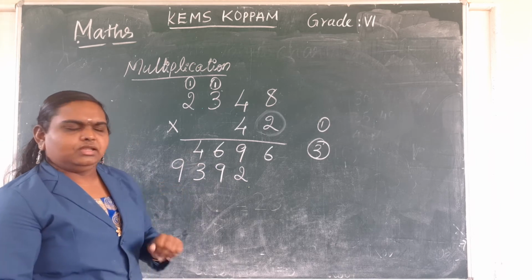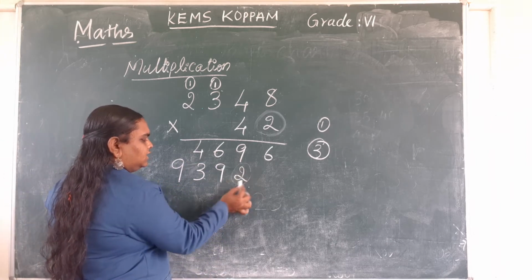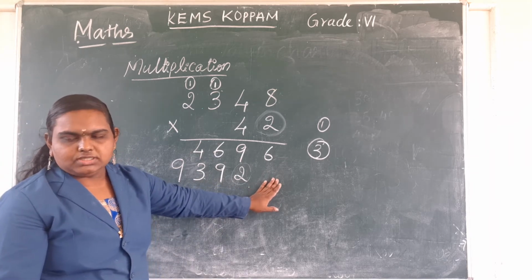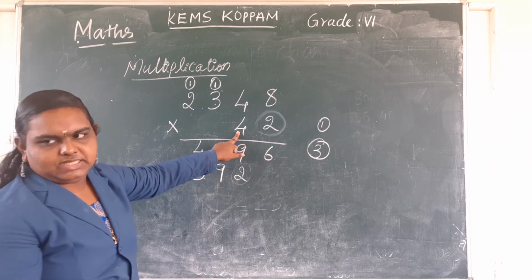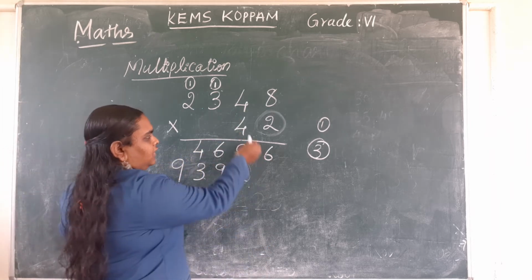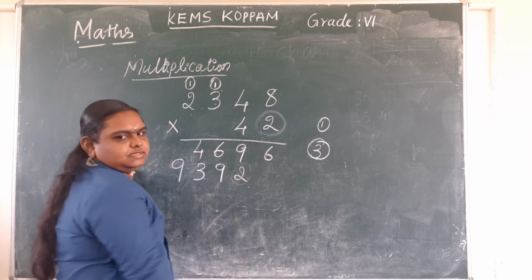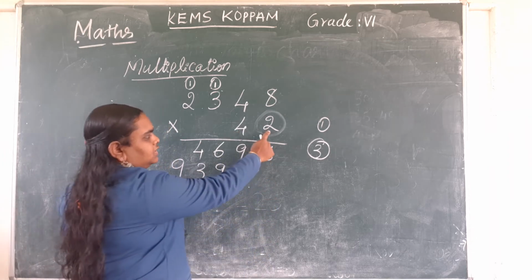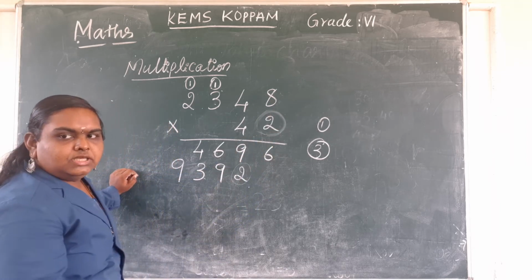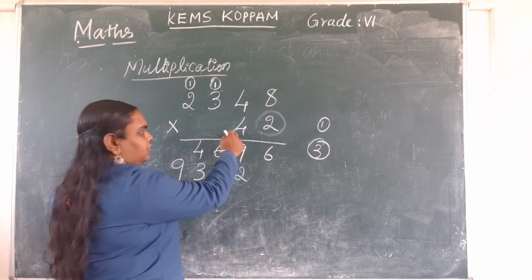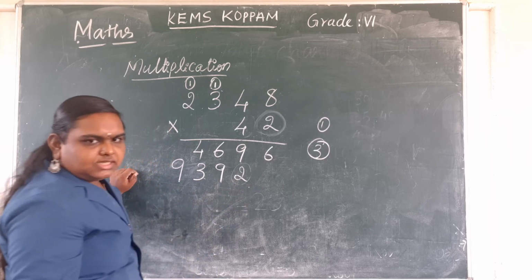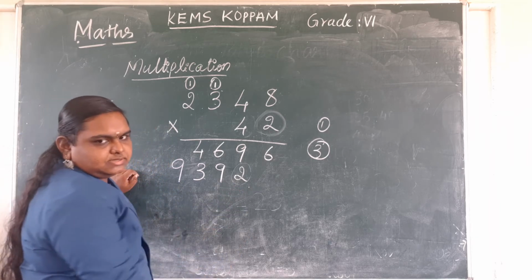Okay. Now, why have we started the number from here? Why didn't we write here? Because 4 is in the tens place. Which is the place? Tens. So, we have to start the number from the tens place. Okay. 2 is in the ones place. So, we started 6 as the answer from the ones place itself. But 4 is in the tens place. So we should multiply and write the answer from the tens place.